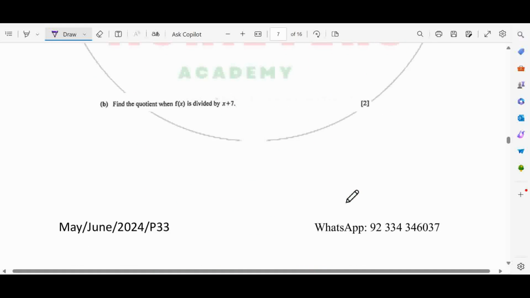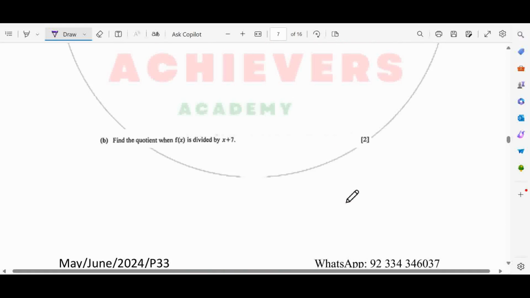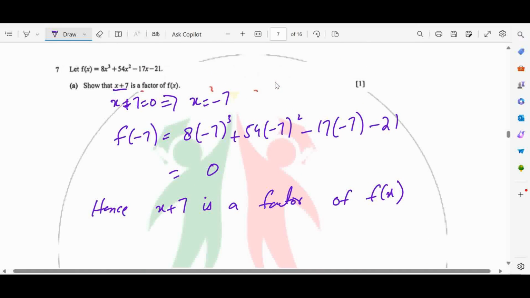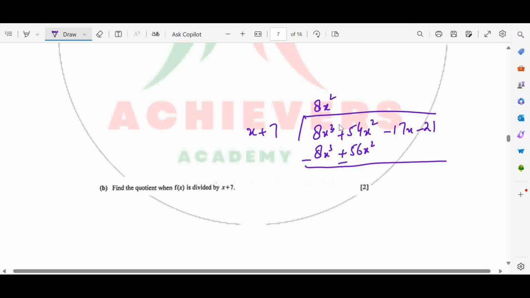Let's move to the B part. Find the quotient when f of x is divided by x plus 7. So we can use this space. Okay, let me use the space over here. From here, we have x plus 7 over here, and the other thing is 8x cube plus 54x square minus 17x minus 21. Now if we multiply it with 8x square, the answer will be 8x cube plus 7 8s are 56, 56x square. Whole divided by, we have to divide it, we can cancel out these two.